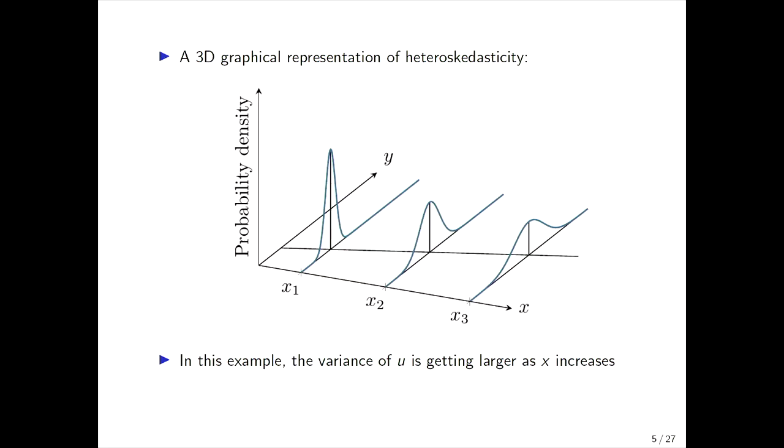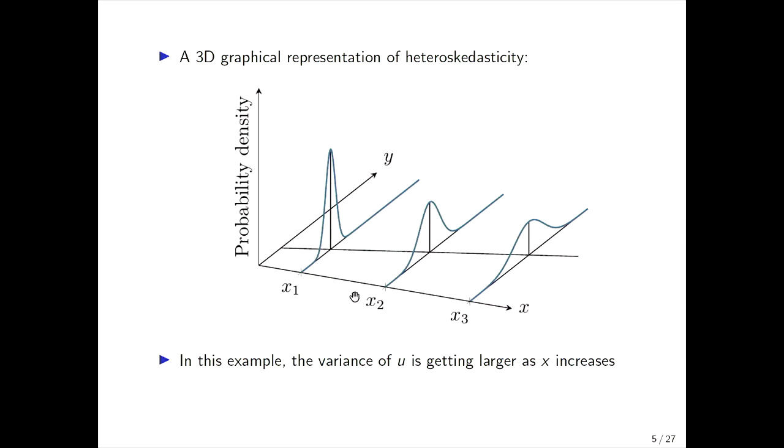So here's a picture. A picture's worth a thousand words. Going back to my example, let's say that y, the dependent variable, represents expenditure on dining out in the last year, and let's say x represents household income. So let's say x1 is low income, x2 is middle income, x3 is high income. This is the probability distribution for the dependent variable conditional on x taking on the value x1. This is the probability distribution of the dependent variable conditional on x taking on the value x2. And of course, this is the probability distribution of the dependent variable conditional on x taking on the value x3.